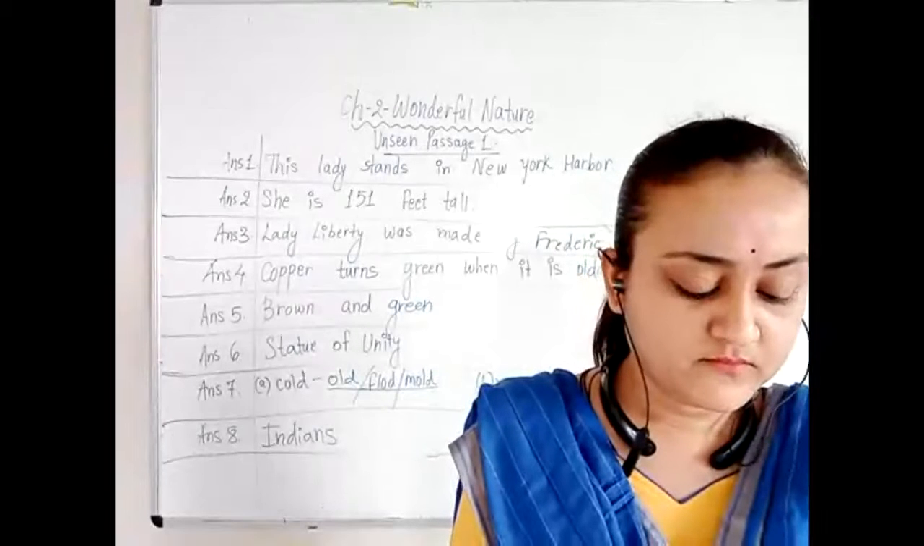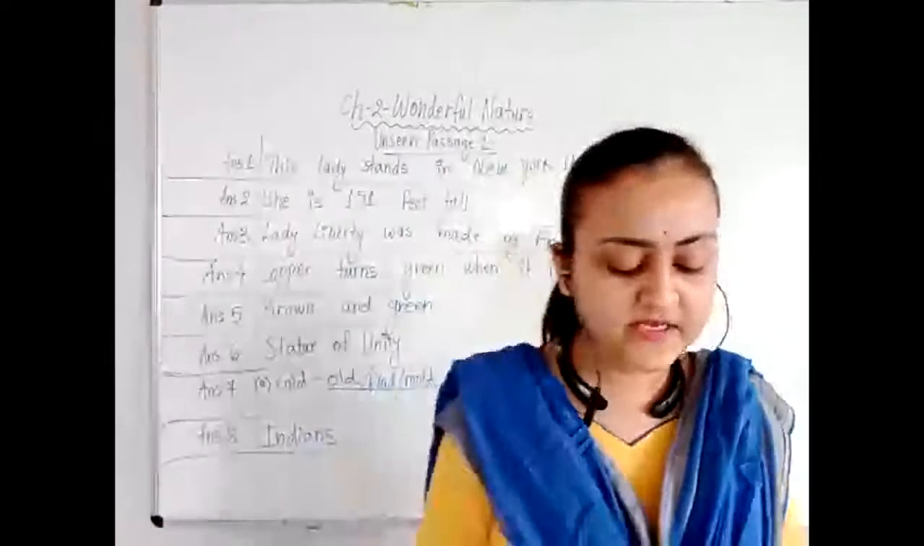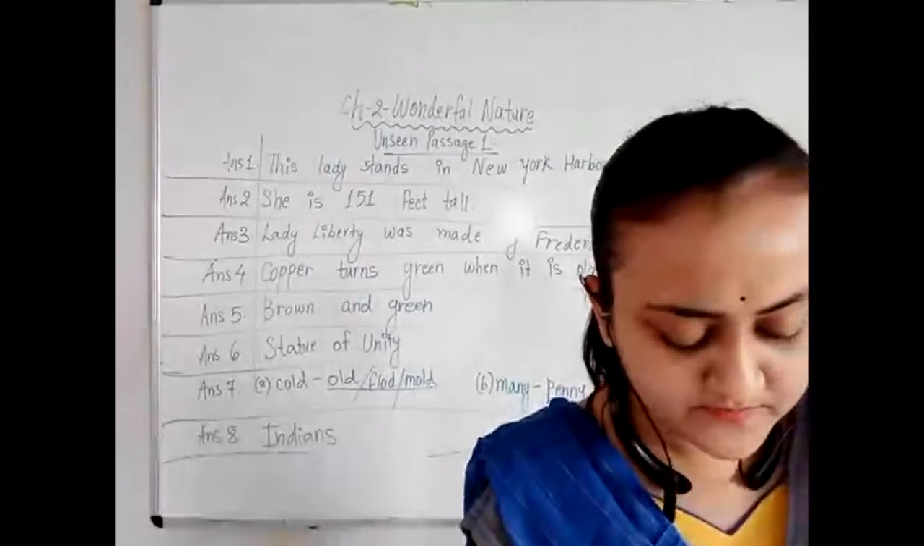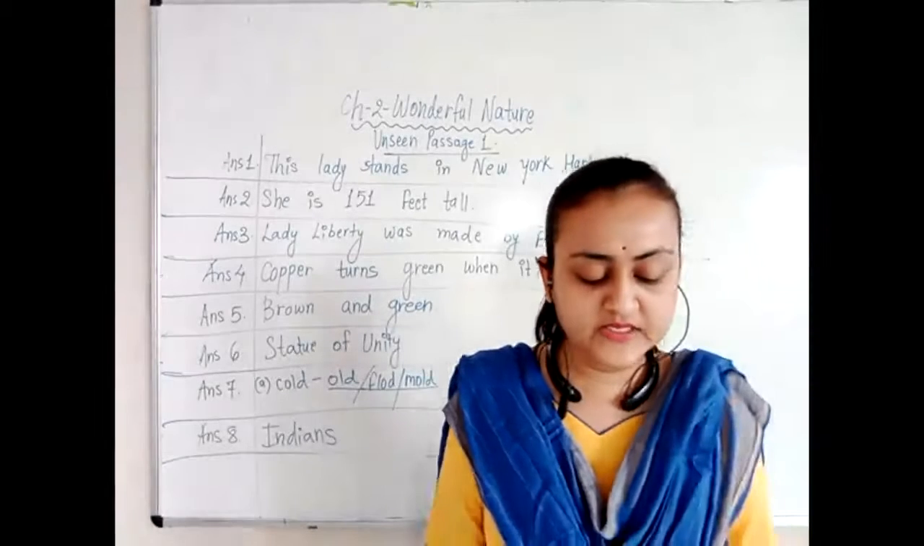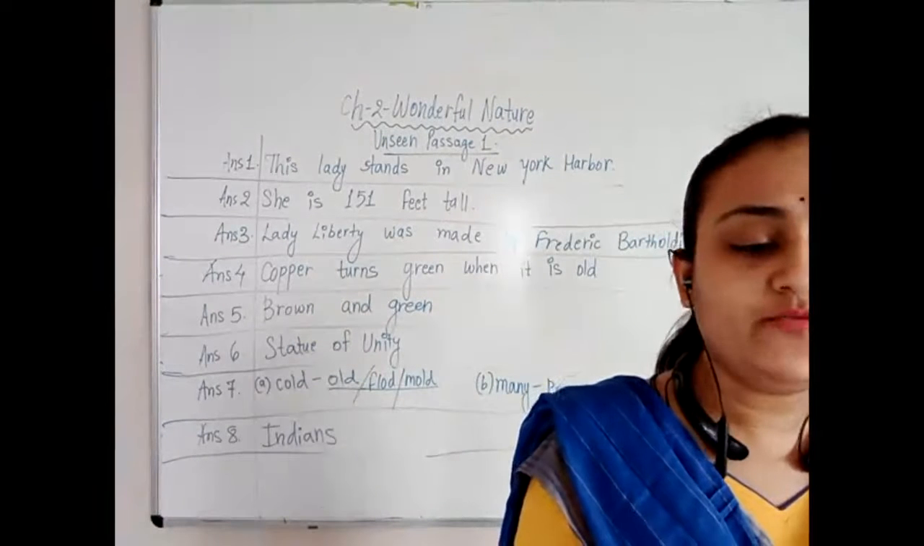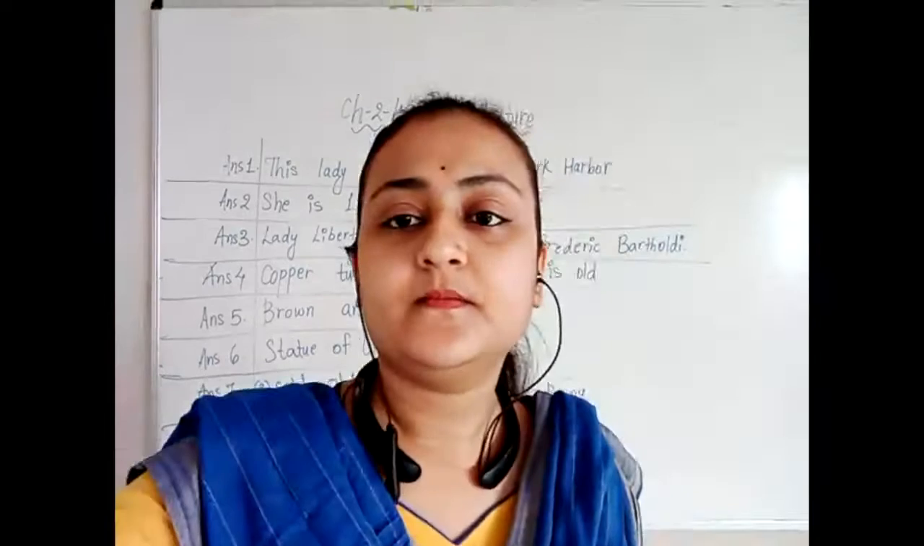In that line, circle New York Harbor, first line New York Harbor, then second line skyscraper, then come to the next paragraph, America, second line France, then Lady Liberty, then Frederick Bartholdi, Penny, in the third paragraph, and then Statue of Liberty.